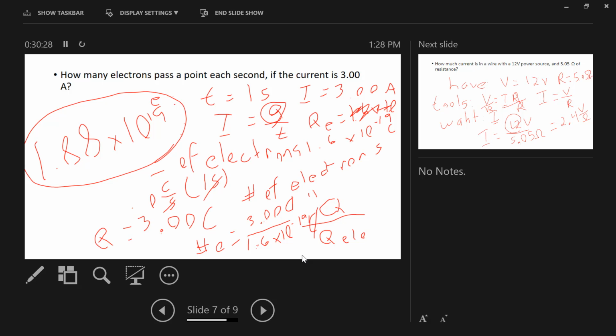Are we done? Nope, the problem wants to know how many electrons. So we've got to do one more step. The number of electrons is equal to the total charge divided by the charge of each electron.